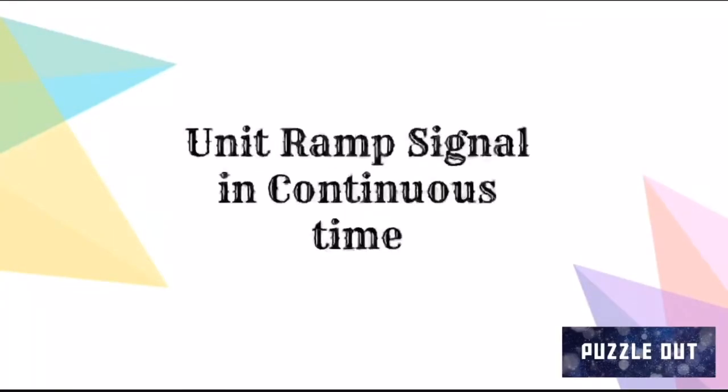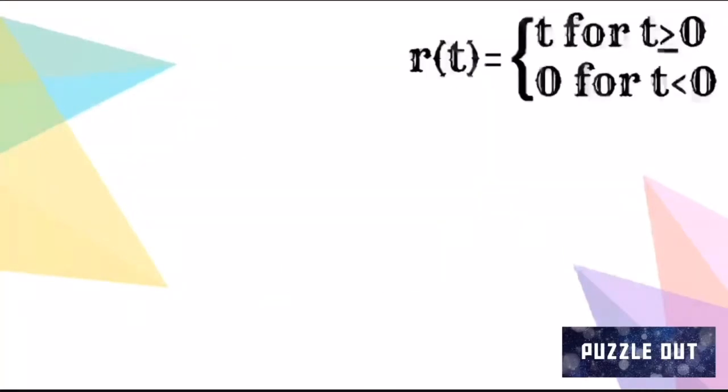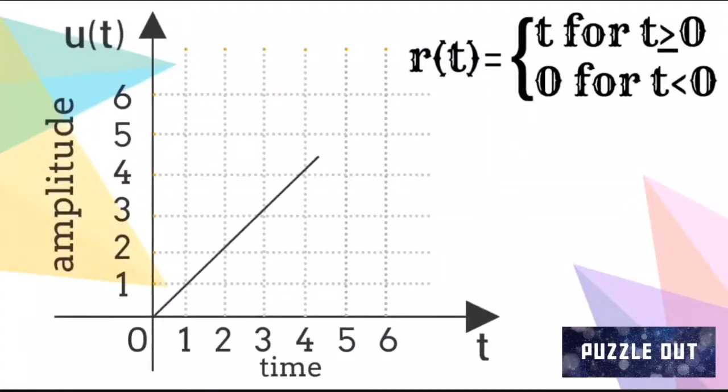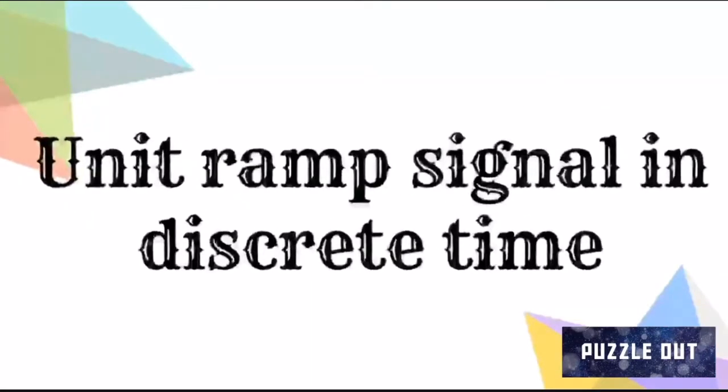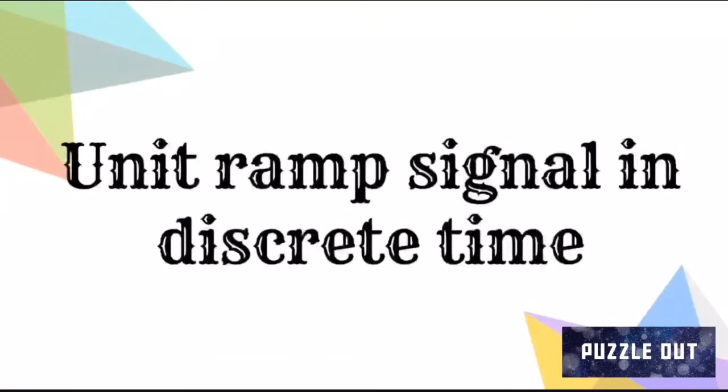The graphical representation of the unit ramp signal in both continuous and discrete time signals looks as follows. When we closely observe, the ramp signal resembles a y equals x graph.